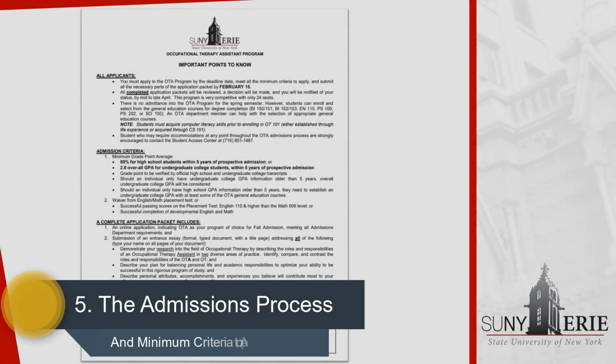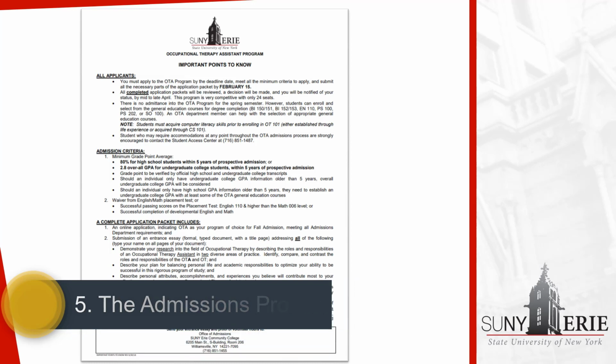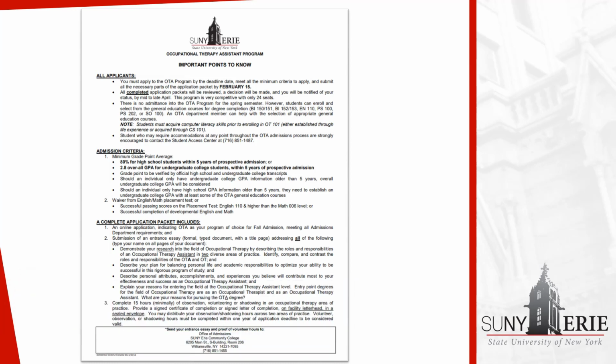So the important points to know page is a great page to reference as you're preparing to apply to the program here at SUNY Erie OTA. We admit students every fall. We admit 24 students every fall. The application deadline is February 15th. That means that everything must be in by February 15th.